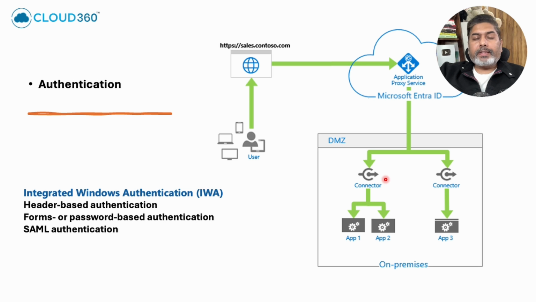The other important point is which authentication protocol works at this place. We saw that the connector is sending the authentication request to your authenticators on behalf of a user. So here you can see by default for native Microsoft applications, integrated Windows authentication is there. But if I talk about non-Microsoft applications, there we have header-based authentication, forms or password-based authentication, or you can also go with SAML authentication for single sign-on.